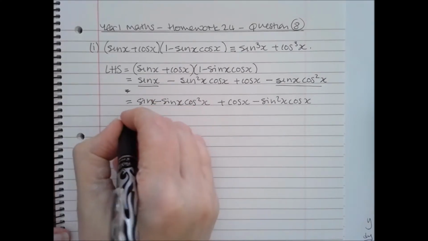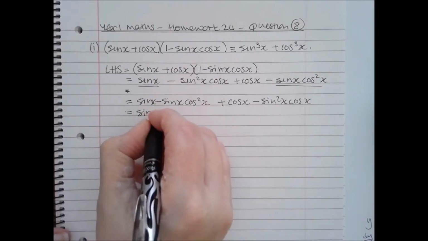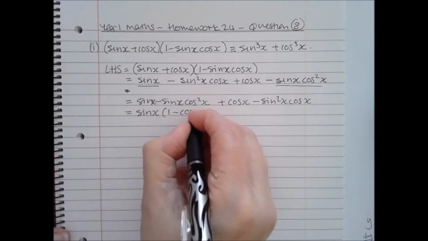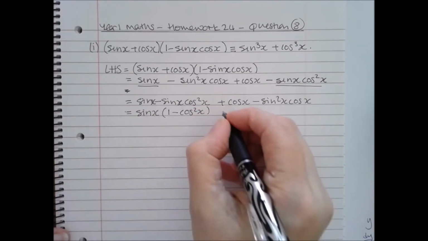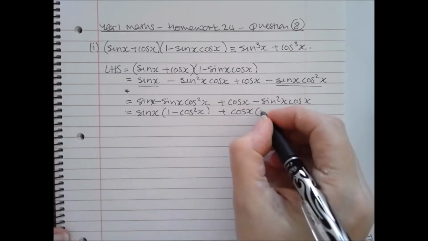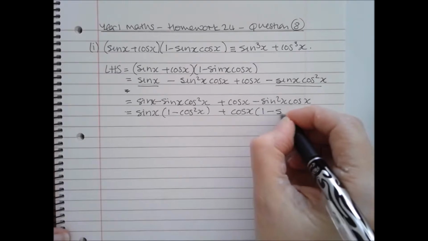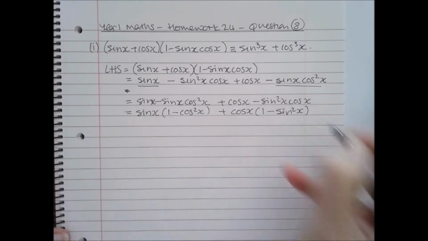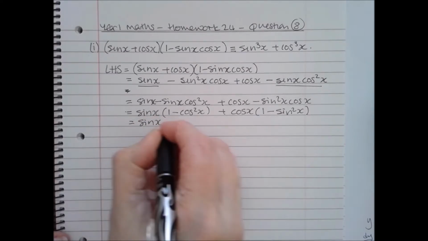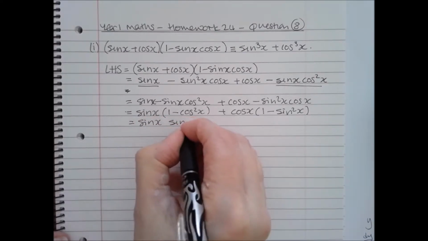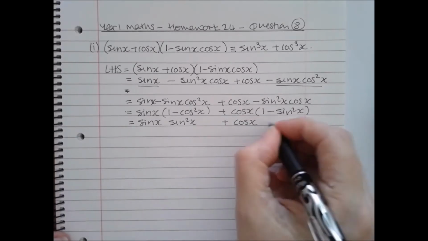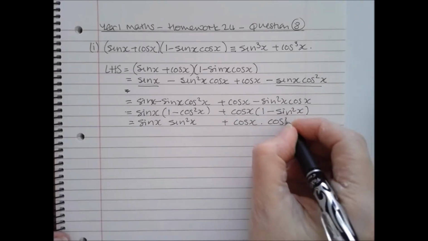I'm going to take sine x out as a common factor, so I'm left from here with 1 minus cos x all squared, and from these two terms I'm going to take cos x out as a common factor, and I'm left with 1 minus sine x all squared. Now 1 minus cos squared is the same as sine squared x, and 1 minus sine squared x is the same as cos squared x.